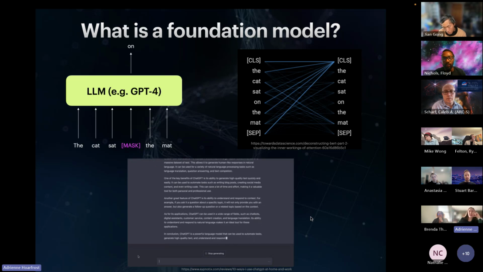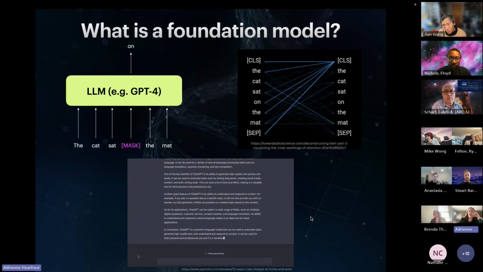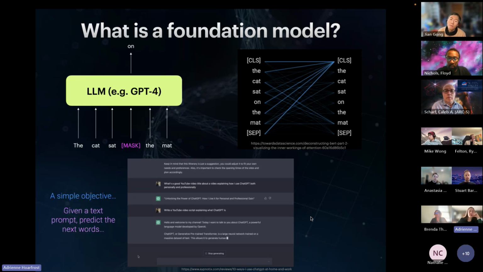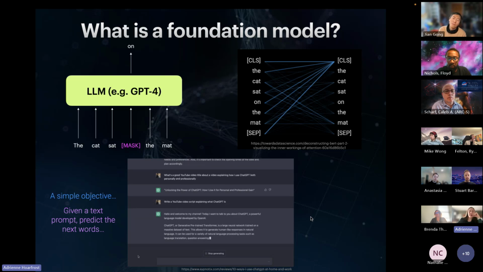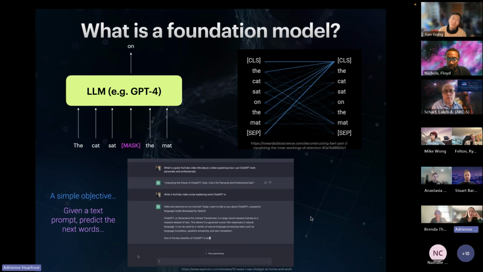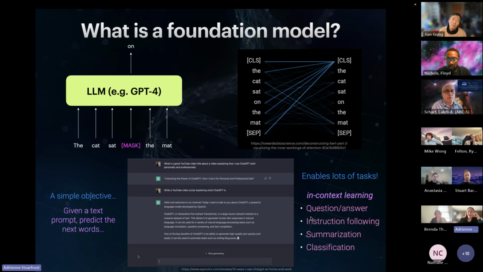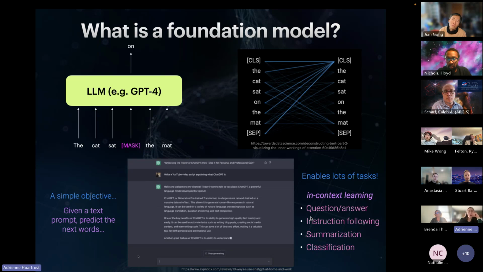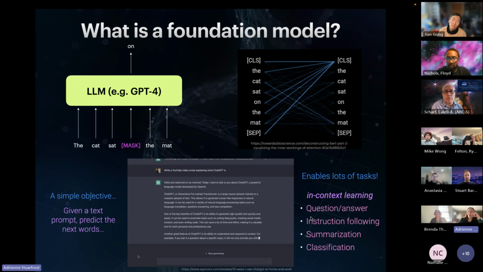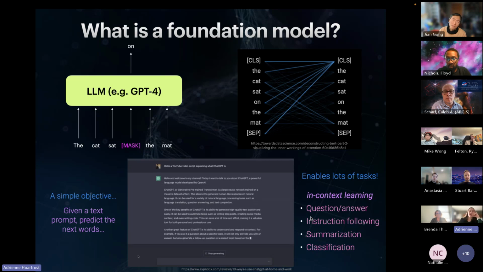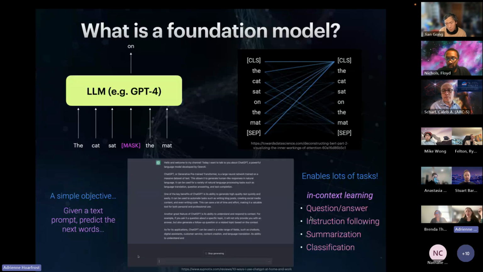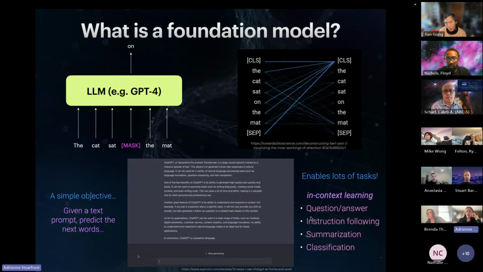You can then fine tune it on fairly limited training data downstream to do all sorts of useful things. So given that really simple self-supervised learning objective, you can then do lots of things like what we call in-context learning. So, I ask it a question, it gives me an answer, following instructions, summarization, classification. You can fine-tune this large language model to do all sorts of useful things with relatively little data.